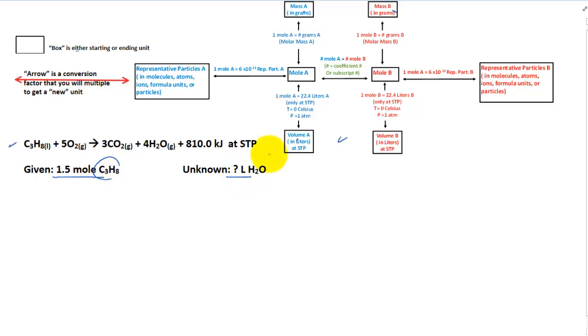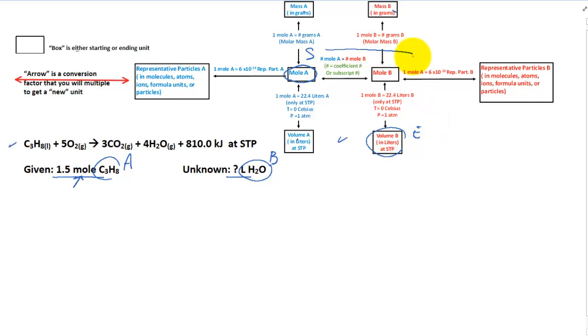You notice right away there are two different chemicals, so we're going to call this chemical A, and we're going to call this chemical B. The unit is mole, so we have moles of A, and we're looking for liters of B. We go back to the flowchart and look at the boxes that have your given, in this case moles of A, which is right here, and we are going to get to liters of B, which is right there. This is your starting, this is your ending.